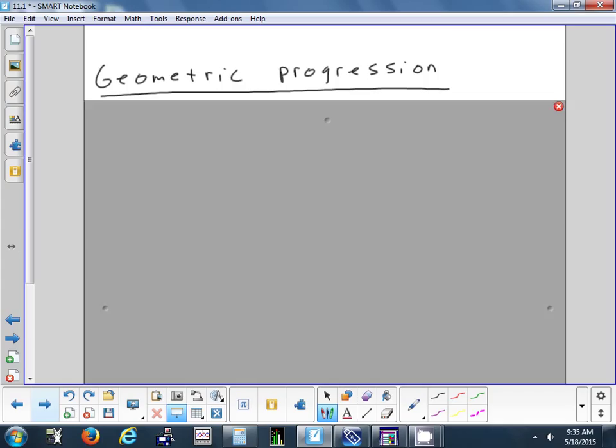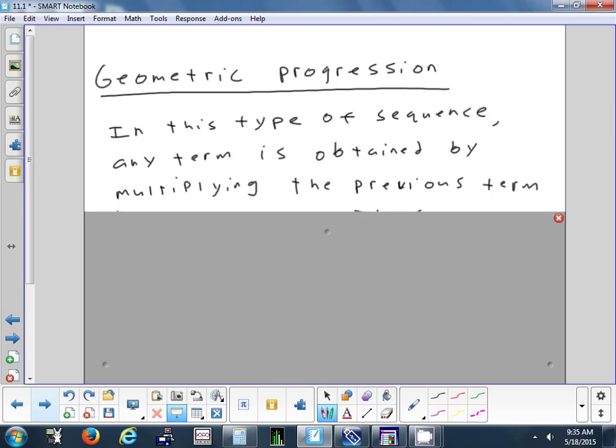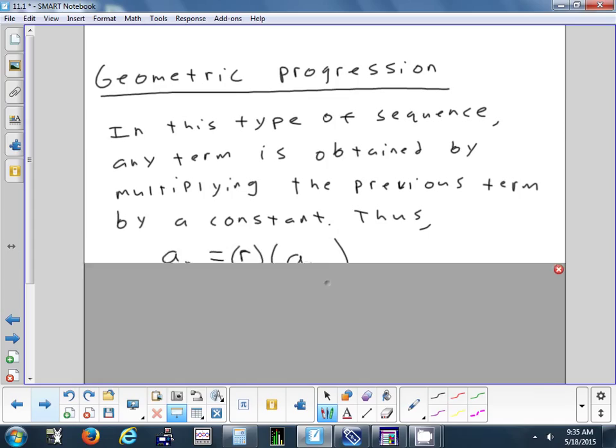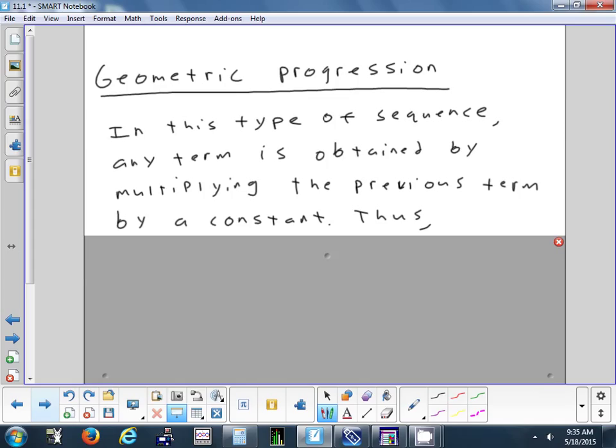So our last one is a geometric progression. A little different than arithmetic. This time you're not going to add the same thing each time. You're going to multiply. You're going to multiply the previous term by the same number each time. Okay, so an example of a geometric sequence would be something like 2, 4, 8, 16, 32, 64. It's doubling each time.